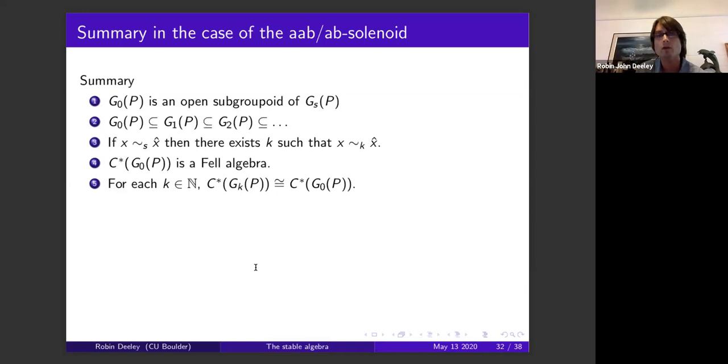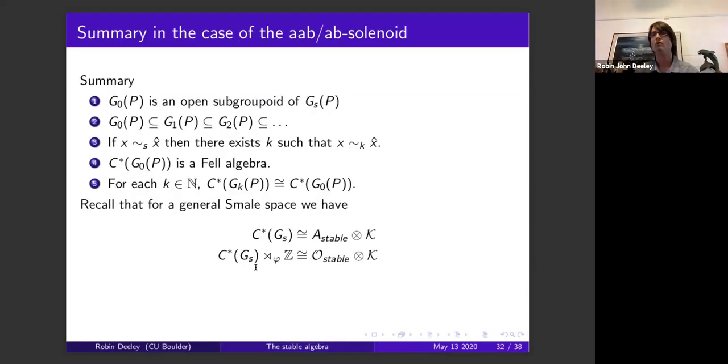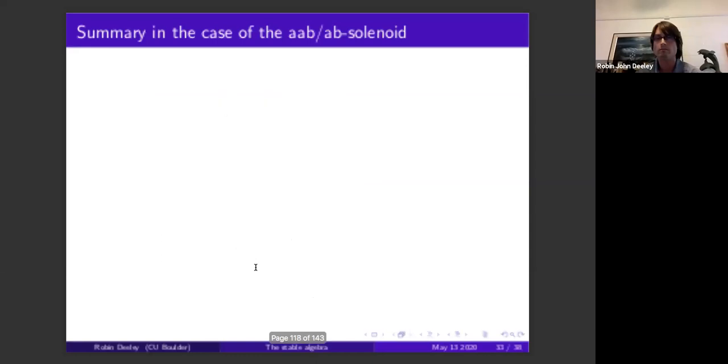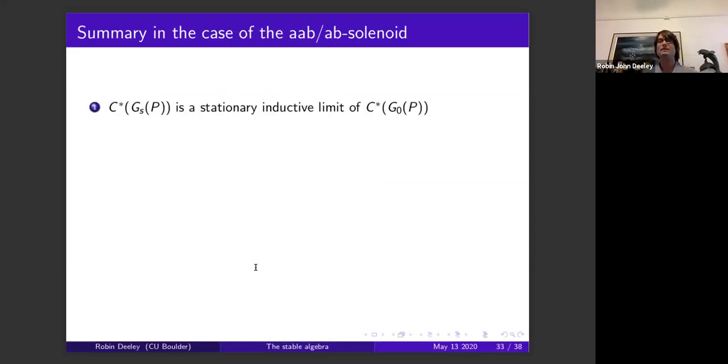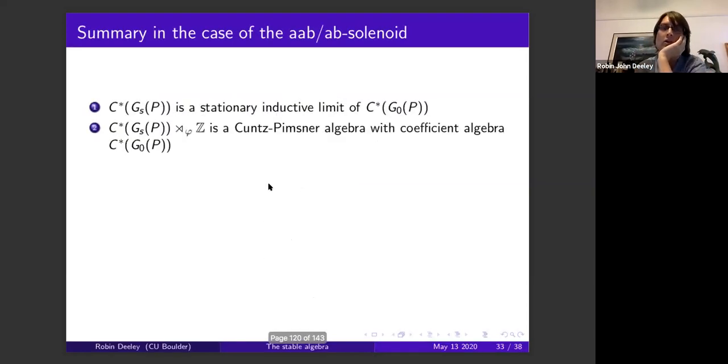Okay, so we continue. We now want to understand all four of these algebras in this case. We understood them for the 2 solenoid. Now let's do the AAB/AB solenoid. What we've got again is a stationary inductive limit. And again, the Kuntz-Pimsner algebra, after we tensor with the compacts, is the Kuntz-Pimsner algebra for that Ruelle algebra.